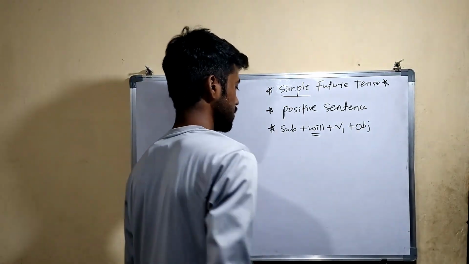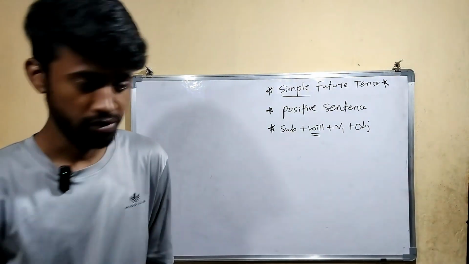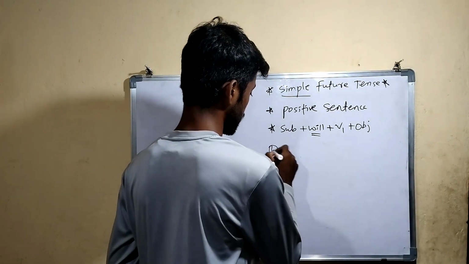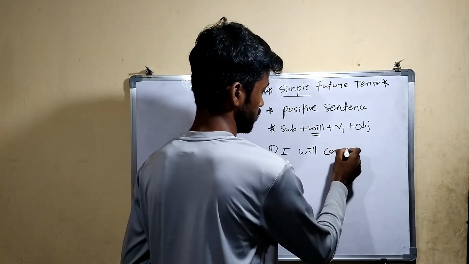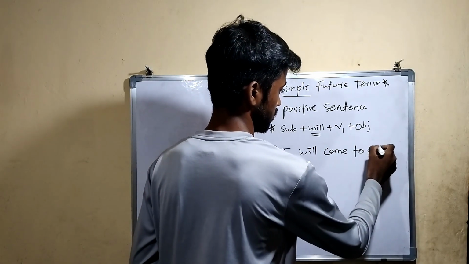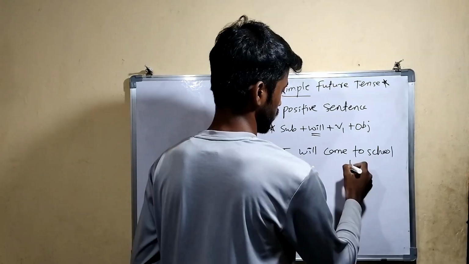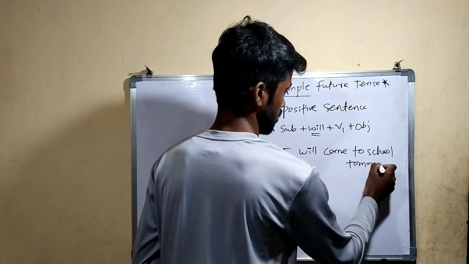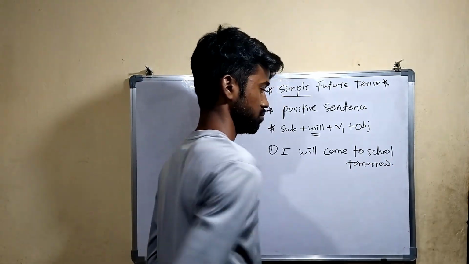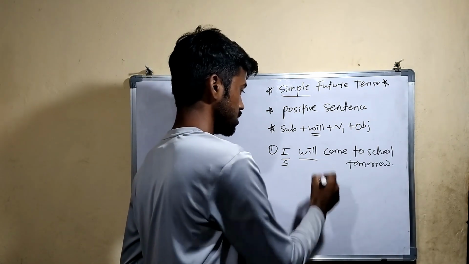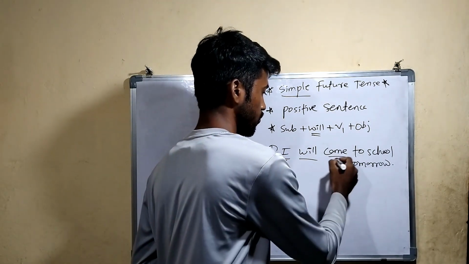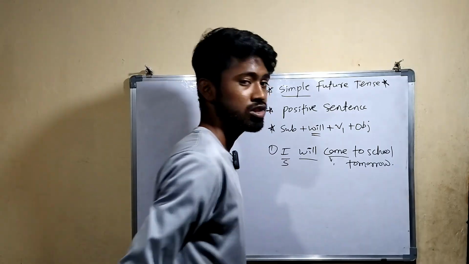So what is the first example? Now only I told you just before. That is, I will come to school tomorrow. Now here this is subject, this is helping verb, this is first form of verb, and remaining part is object.